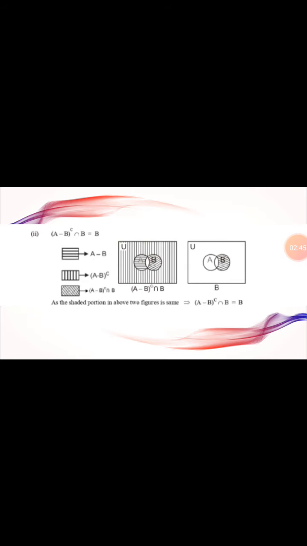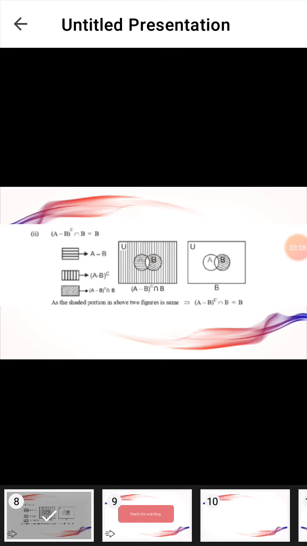Part number 3 is solved here, which is (A minus B) complement, whole complement, intersection B equals B. Firstly, making (A minus B) complement, whole complement, intersection B. Its diagram is shown on your screen, and then we show just B. As the shaded portion in the above two figures is the same, it means that our left hand side and our right hand side are equal.